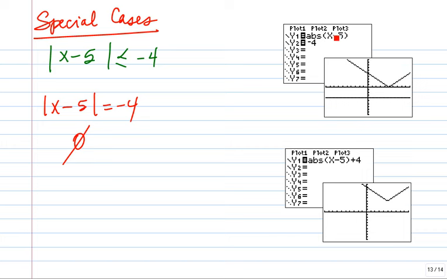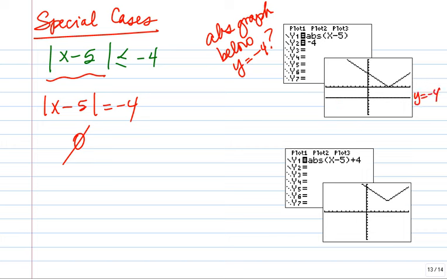If we input absolute value of x minus 5 into y1 and negative 4 into y2, we're trying to find where this graph is less than negative 4. In other words, where is the absolute value graph below the line y is equal to negative 4? Well, here's the line y is equal to negative 4, but the absolute value is all above it. It's nowhere below it. So that means that there's no solution to this inequality.